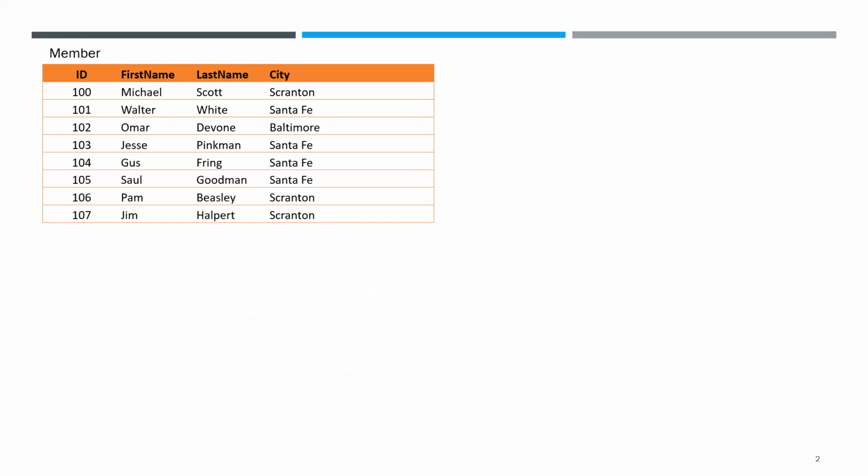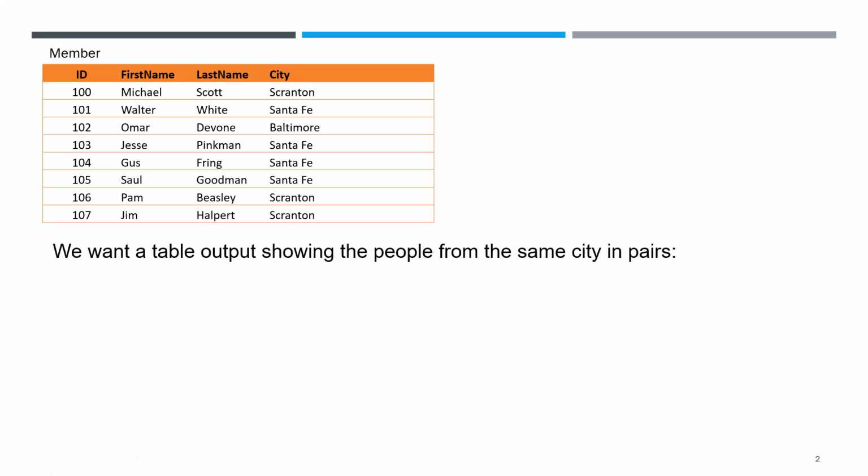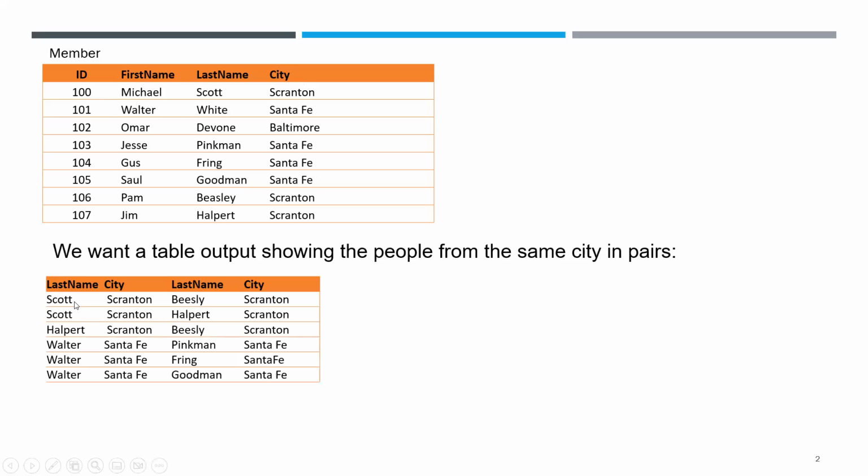It's got a list of names and the city where they're located, and there's an ID identifier. That's the primary key. And then it lists the first name, last name, and the city, presumably the city of residence for each one of these fictitious characters. So let's say I want a table output showing the people from the same city in pairs. So if I were to list out the last name and the city for each, for every person who lives in the same city in pairs like this, okay? So this is what the output looks like, right?